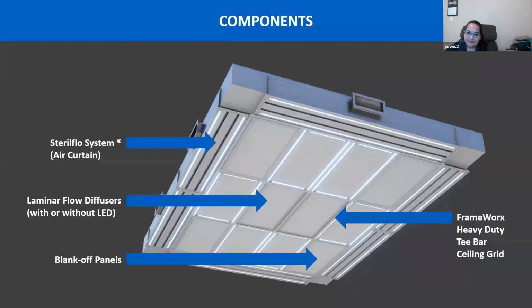And there's our framework system pointed out. So this example shows the framework only holding the laminars and the blank-off panels, but we can have it encompass the entire SteriFlow as well. And it would actually have a mitered corner look instead of those corner plenums if that were the case. And yeah, so we can provide that. The framework can be as large as everything you need in the ceiling. We can make it that large to put anything in it you need, like lights and the SteriFlow if needed.